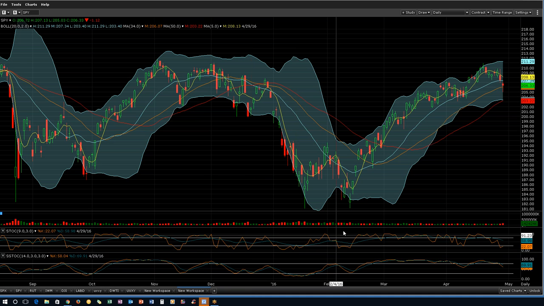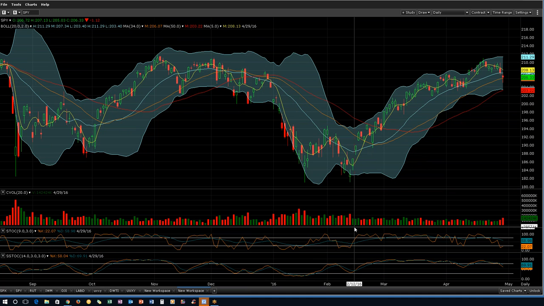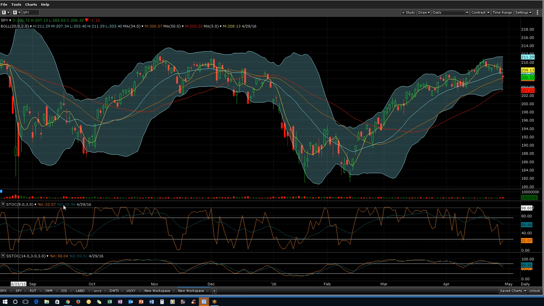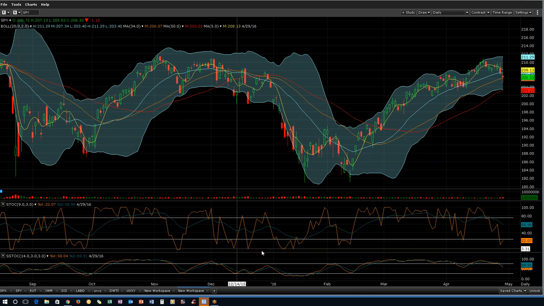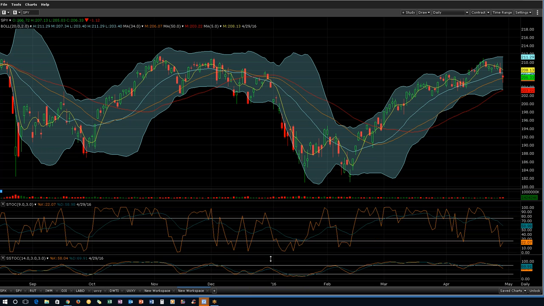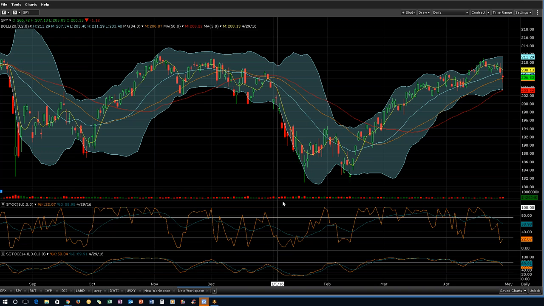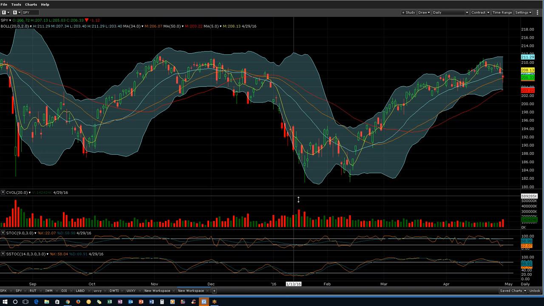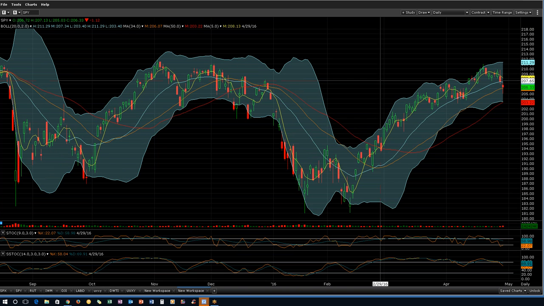First, the setup part. So now we have the most important tools that we need. We have the volume. We have the nice stochastics, the fast stochastics. And then we have the slow stochastics from a swing standpoint. Great. This is the daily chart of the SPY.